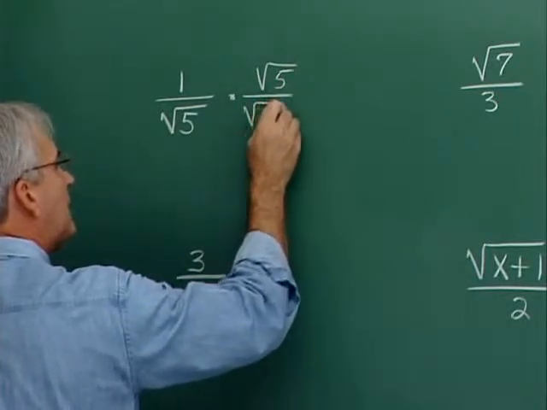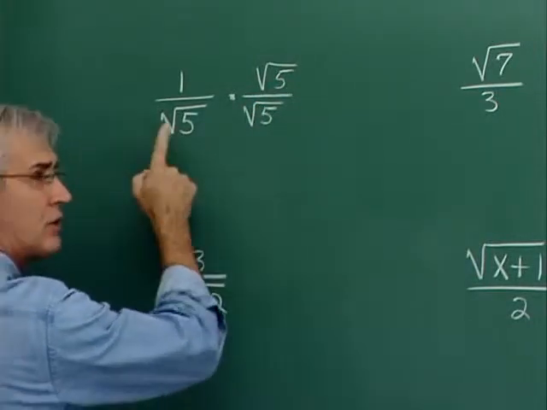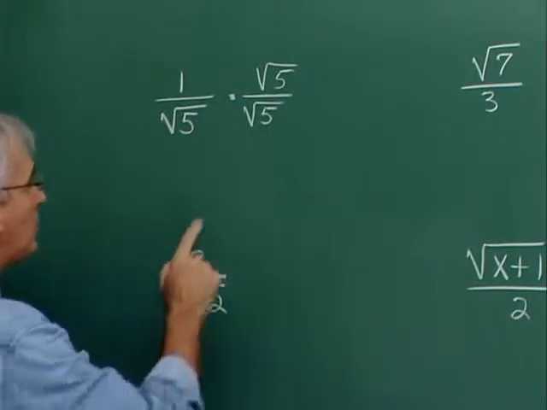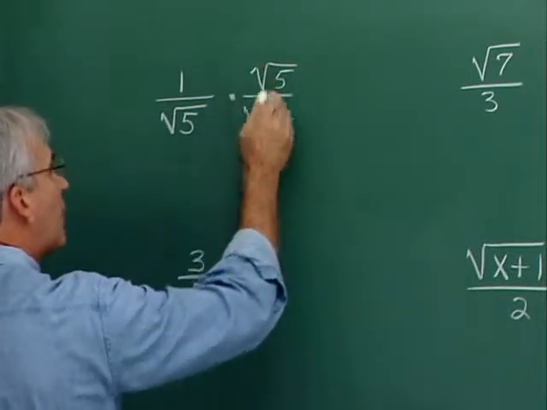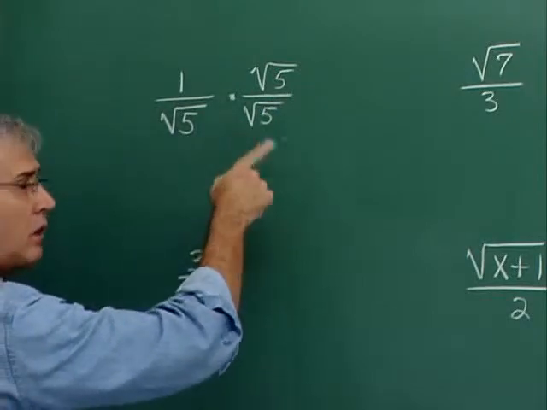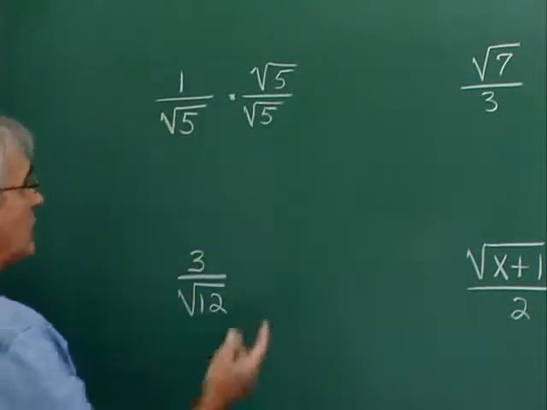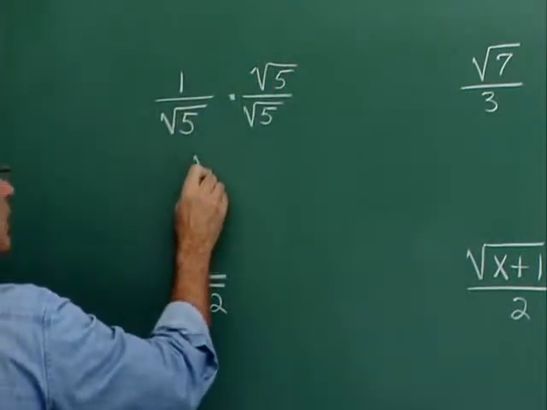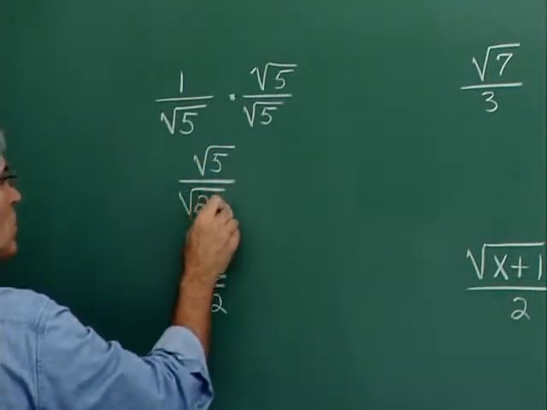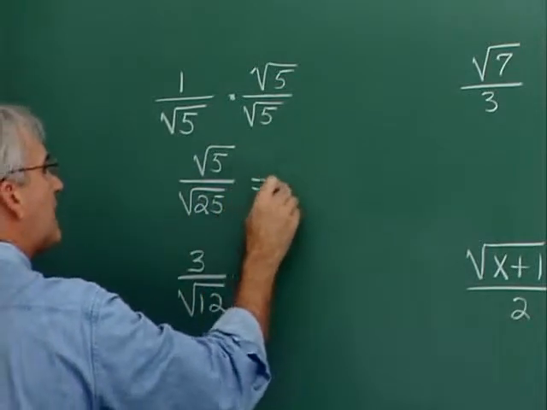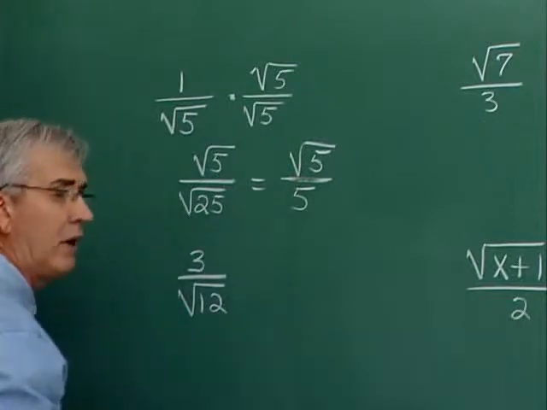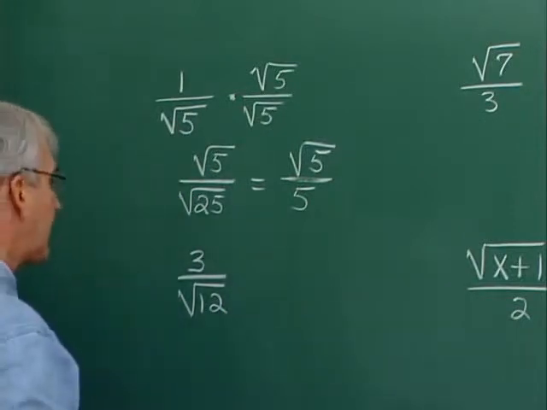Now we're multiplying by the square root of 5 in the denominator to create a situation where we can take the square root of a square. And we're multiplying by the square root of 5 in the numerator because we can only multiply by a form of 1 in order to not change the value of the fraction. So when we do that, we get the square root of 5 in the numerator. In the denominator, we get the square root of 25. We can take the square root of 25 and it becomes 5. So this is the square root of 5 over 5, and we have rationalized this denominator.